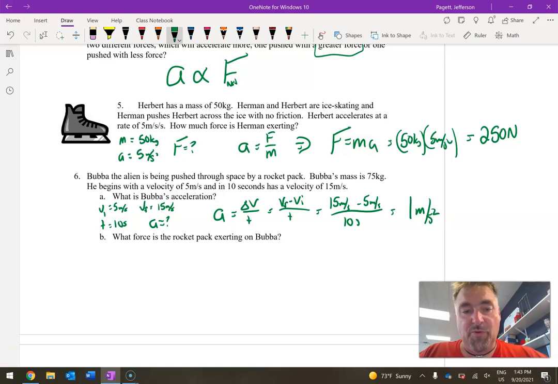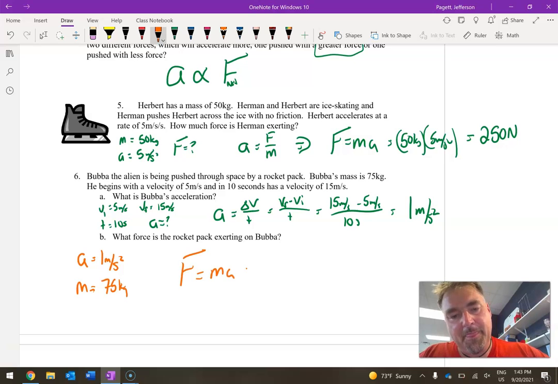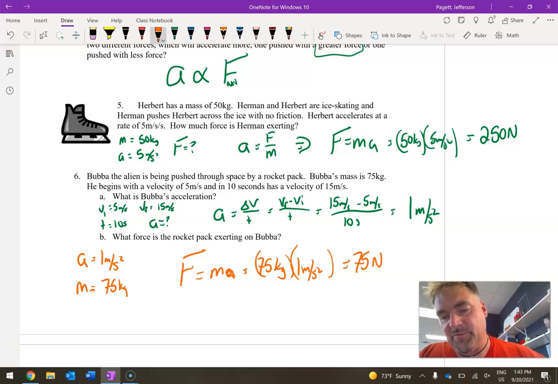For part B, what force is the rocket pack exerting on Bubba? So for this, I know I have an acceleration now of 1 meter per second squared, and I have a mass of Bubba the alien of 75 kilograms. And so the force exerted, F equals ma, that's 75 kilograms times the 1 meter per second squared to give you 75 newtons.